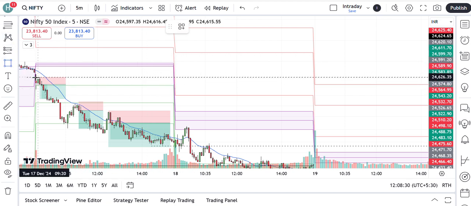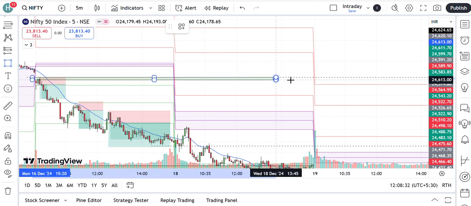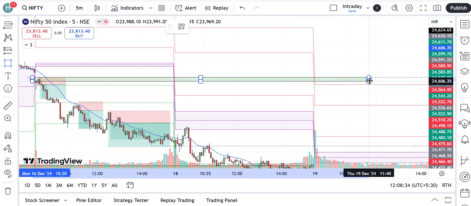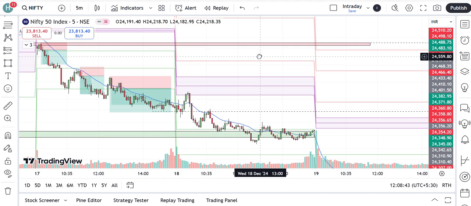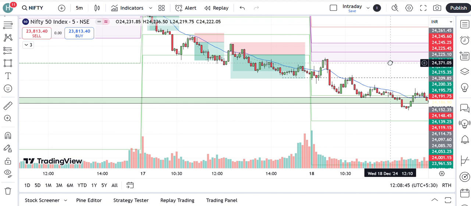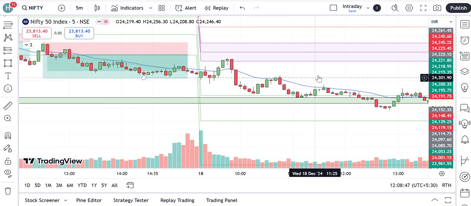So how will you mark a supply zone? Just mark like with the, this is your supply zone. This is marked with the red. Okay. Now let's see what happens on 18th December.